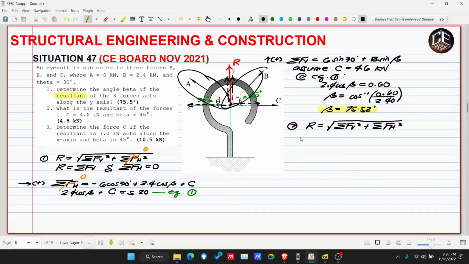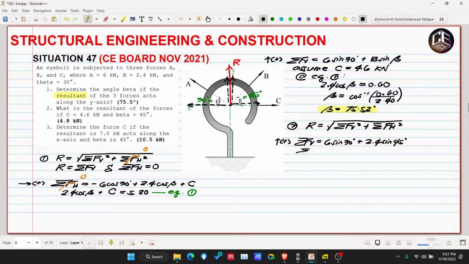So, summation of FB upward is positive. That's our assumption. This is A, which is 6 kilonewton multiplied by sine of 30 degrees, then plus B, which is 2.4 sine of beta, which is 45 degrees. Okay, that's it, because the sine is taken horizontally.